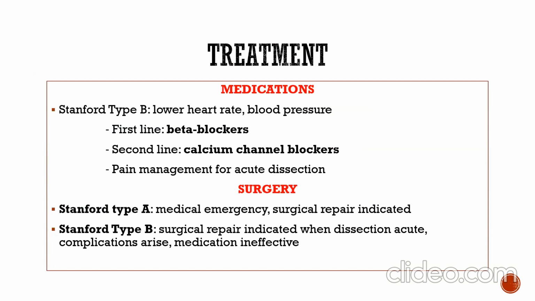Treatment for Stanford B is to lower heart rate and blood pressure. First line is beta blockers, second line is calcium channel blockers. Pain management is needed for acute dissection. Surgery: Stanford type A is a medical emergency, and surgical repair is indicated. For type B, surgical repair is indicated when acute complications arise or medication is ineffective.